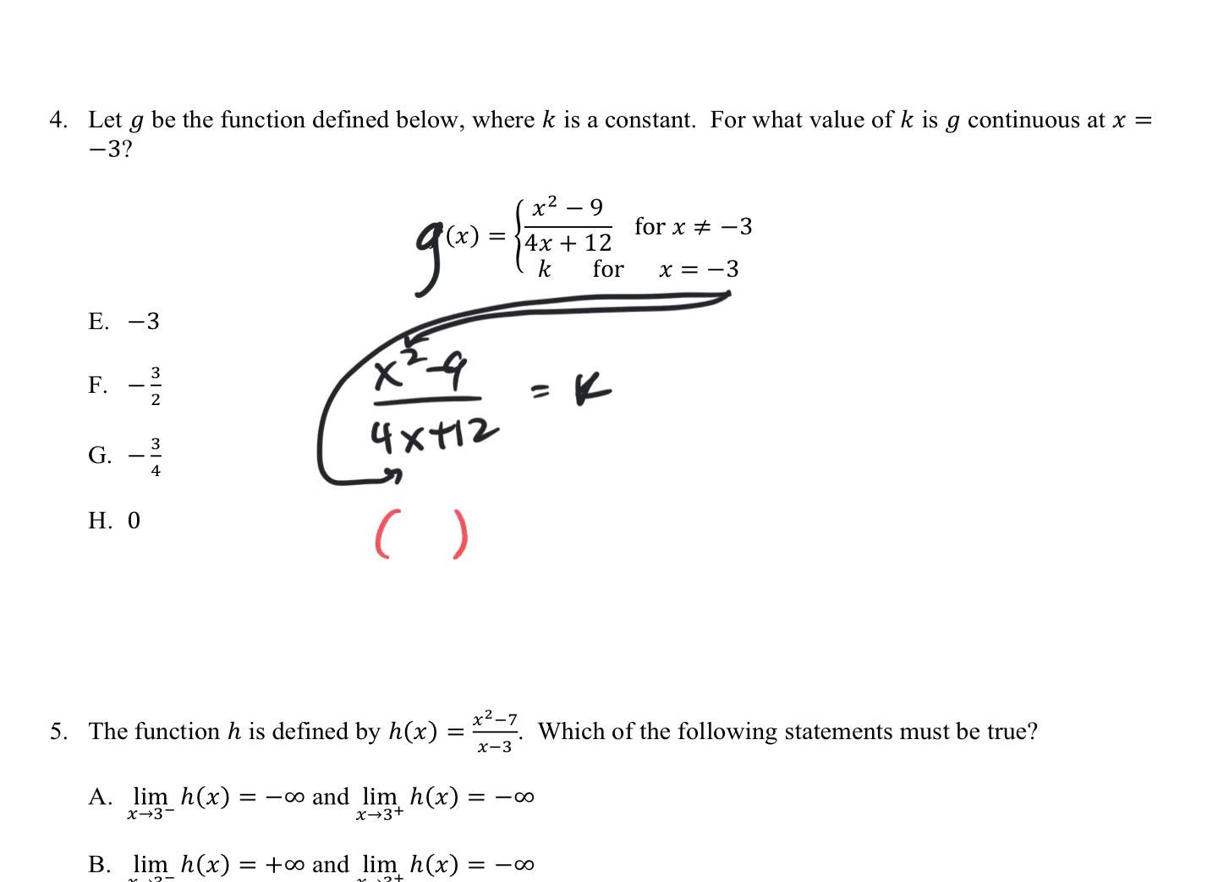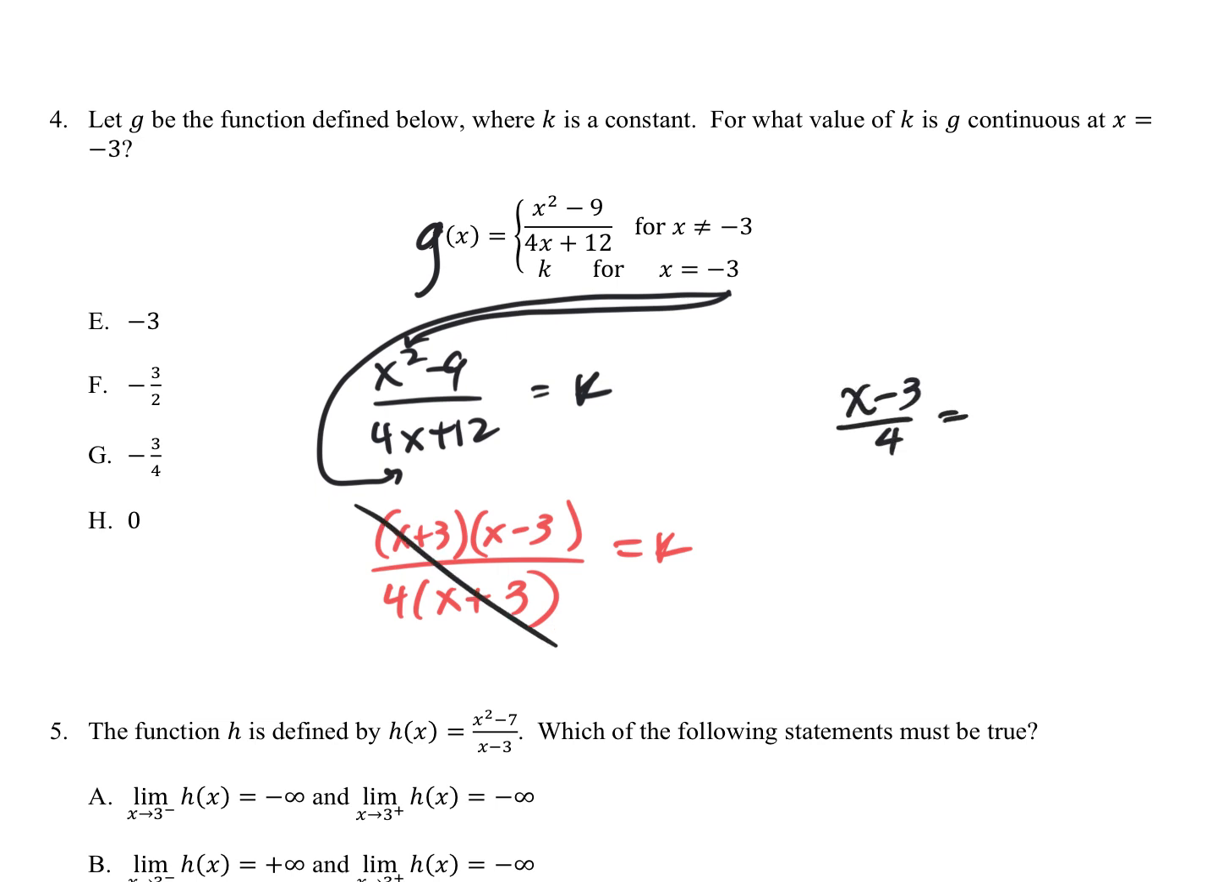What's that top factor into? You got it. On the bottom, what can I take out? A 4. You got it, leaving an x plus 3. Does anything cancel out now? And we're left with x minus 3 over 4 equals k.